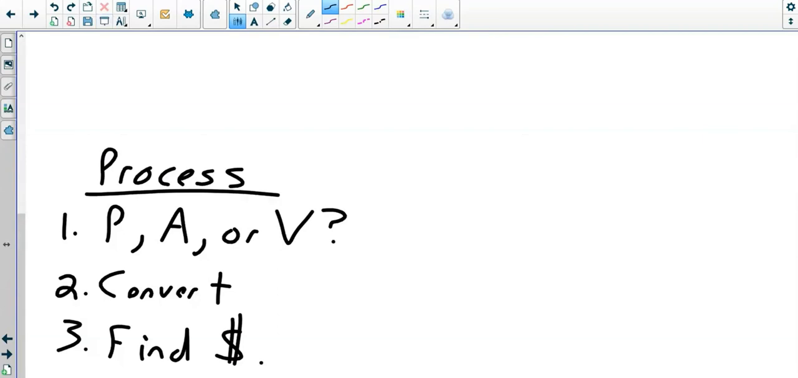There's the process. So the first thing you're going to want to do is find the perimeter, the area, or the volume. Since we're in 10.3, it's all about perimeter. When you're in 10.4, you'll find the area. When you're in 10.5, you'll do the volume. So find that information first, the perimeter, the area, or the volume. So let's do step 1 real quick.